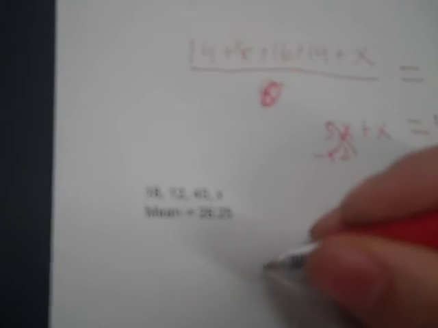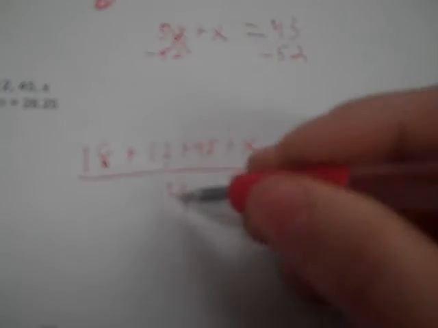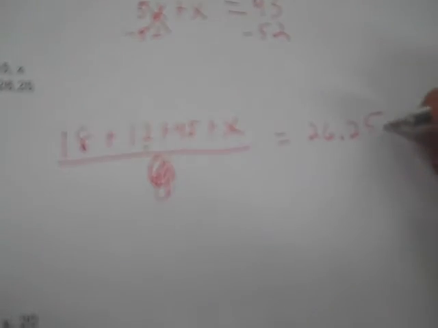Okay, now in my next problem, the mean of these numbers, including x, is 26.25. So I need to write an equation: 18 plus 12 plus 45 plus x, divided by how many numbers there are. There's 4 numbers, and that equals the mean, 26.25. Now I simplify the same way. We need to multiply the 4 to the other side. Multiplying by 4 here gets rid of it, and then over there.